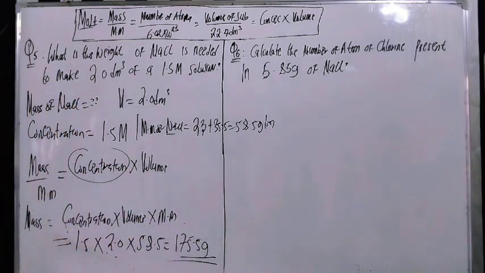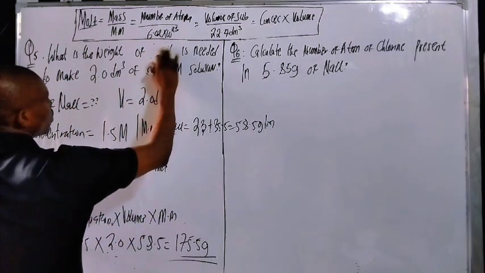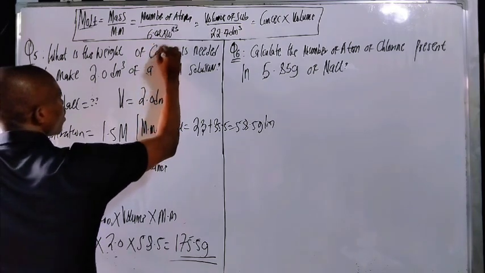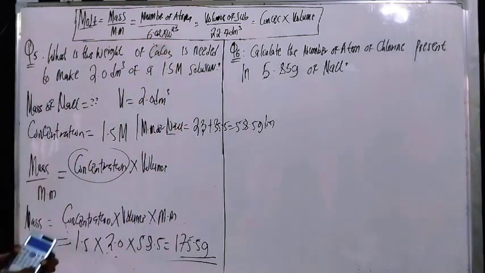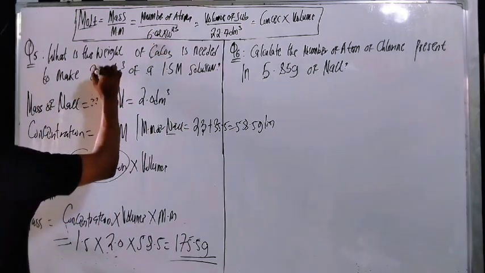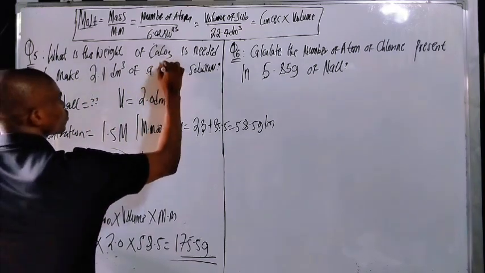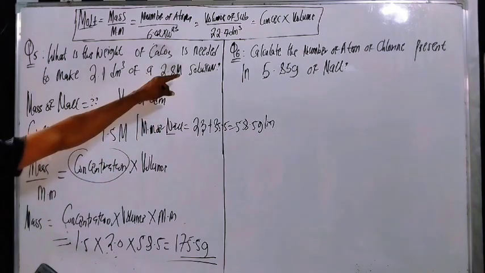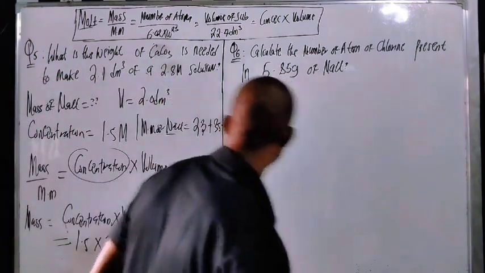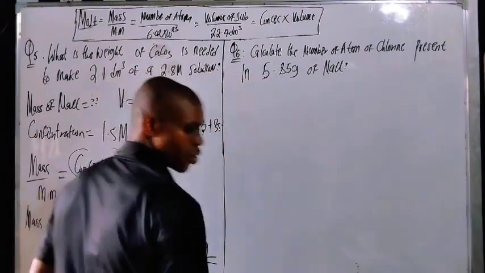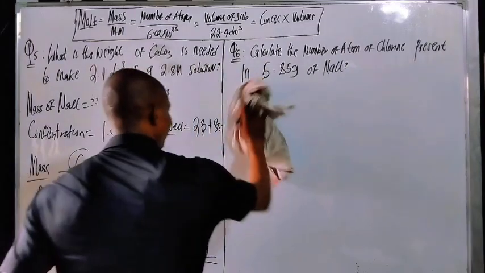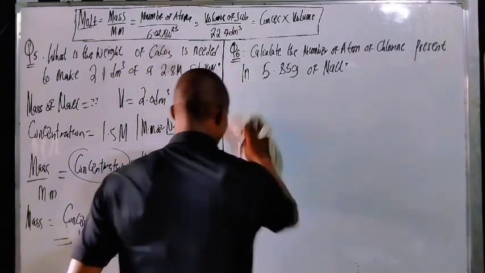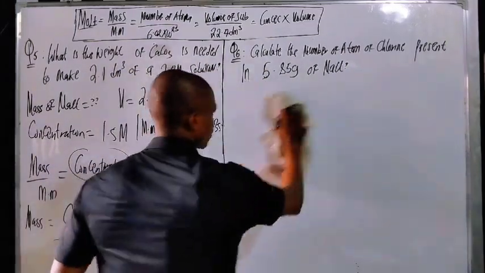So what if I change this value now? If I change it to calcium carbonate, and I change the volume to 1, and I change the concentration to 2.8 molarity. Go ahead and solve this one for me. Let me see what you can actually do. Go ahead and solve that for me. Leave your answer in the comment section.